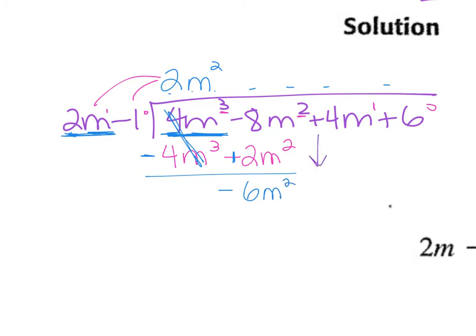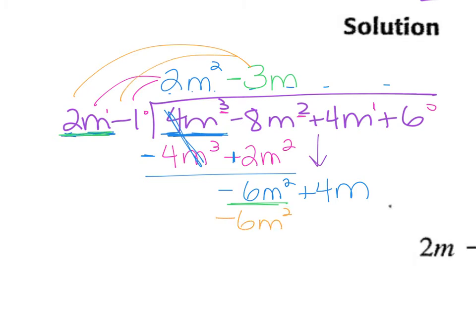Now I want to bring down the next term. So this is plus 4m. And I repeat that whole process. So this time I want to figure out what I'd have to multiply 2m by to get to negative 6m squared, which is a negative 3m. And then I'm going to multiply that times each of the terms on the outside of my division bar. So negative 3 times 2m is negative 6m squared. And again, the goal there is to get it to be the same. And negative 3m times a negative 1 is a positive 3m. Go through and change your signs.